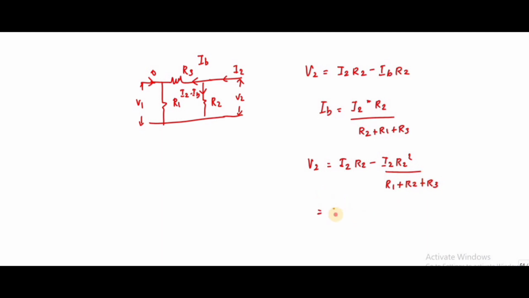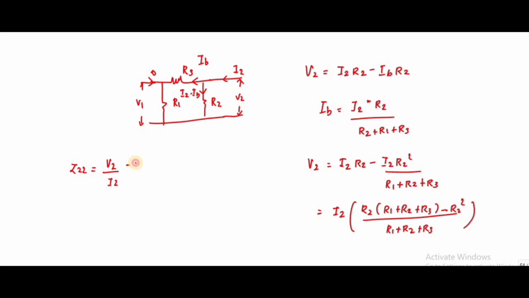So what is V2 by I2? If I take the numerator to the left hand side, you will get the equation like this. So here R2 square and minus R2 square get cancelled out. So Z22, that is equal to V2 by I2, is equal to R1 plus R3 into R2 divided by R1 plus R2 plus R3.